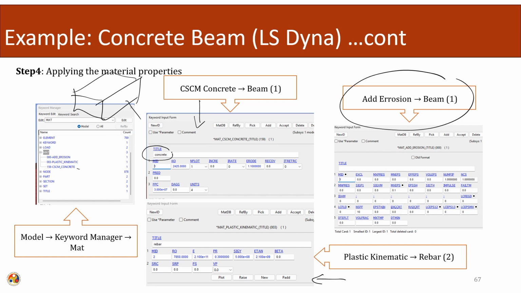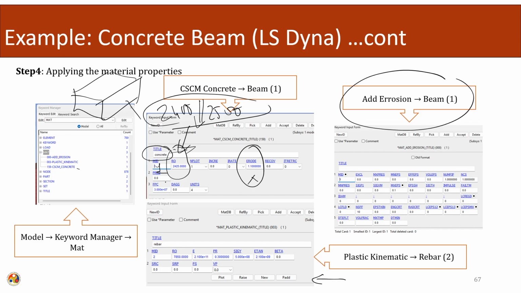In the concrete model, again, for the name we can give any name. Material ID, we can give it as 1. RO is the density of the element. Since this is concrete, we are giving it as 2425. Normally we give 2400 to 2500, so any number in between can be kept here. There is an erosion criteria, which we will talk about now.